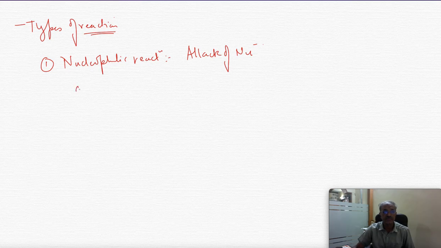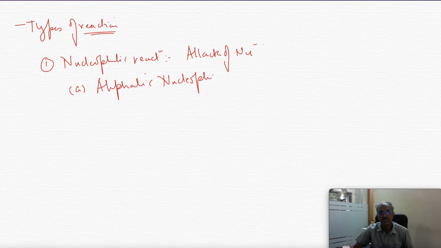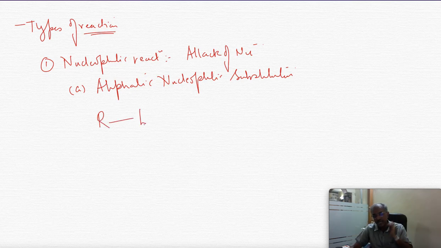In that nucleophilic reaction, the first one you can say is the aliphatic nucleophilic substitution reaction. Aliphatic means along a straight chain. I'll take R, L, leaving group. R is any alkyl group, and L is the leaving group. Suppose I attack this with a nucleophile. Then it will become R, Nu plus L minus.